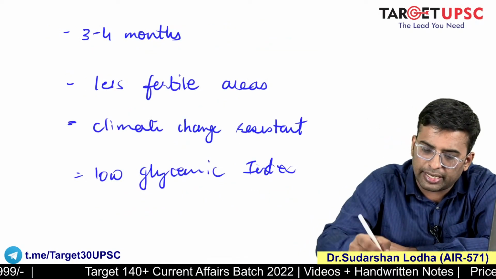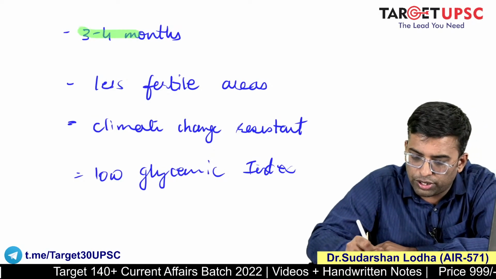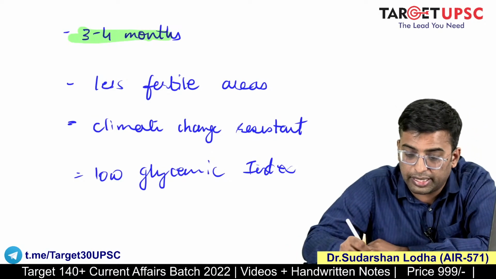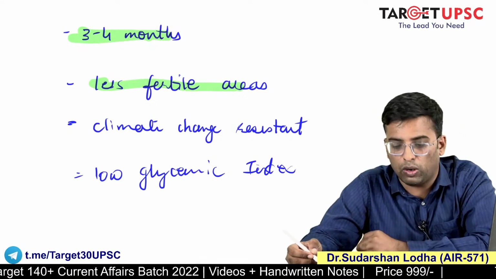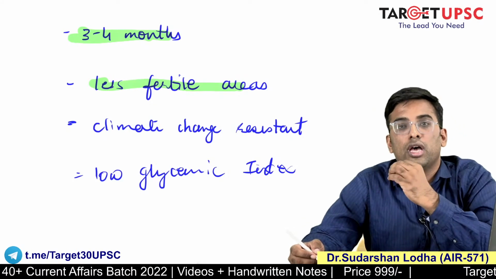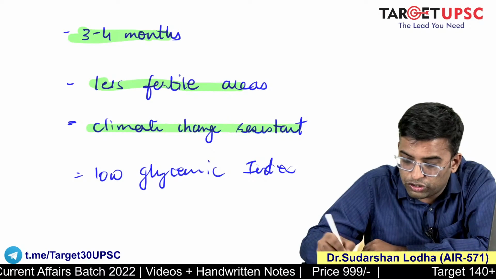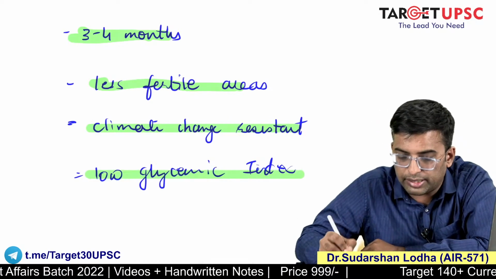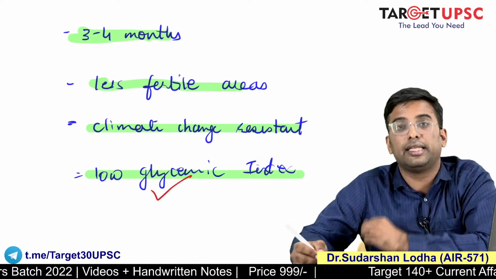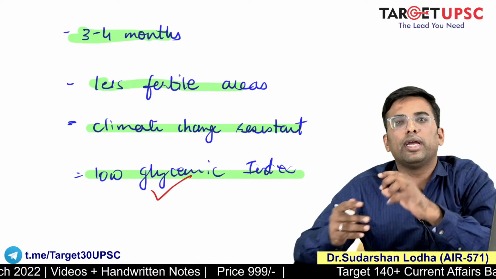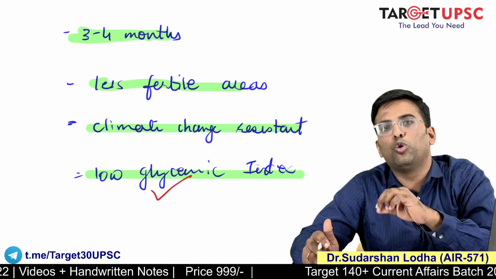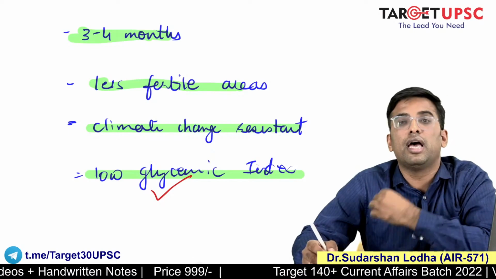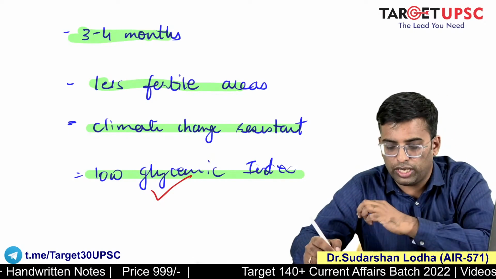And जो millets हैं, it takes around 3 to 4 months to grow. Most of the millet take 3 to 4 months. They can grow even on fertile ground, on less fertile ground. तो ये आपको पता चाहिए. They are climate change resistant and they have low glycemic index. So low glycemic index is very good for diabetic people, क्योंकि the sugar is released slowly. Secondly, they have high fiber, high calcium, high iron content. तो ये आपको पता चाहिए.